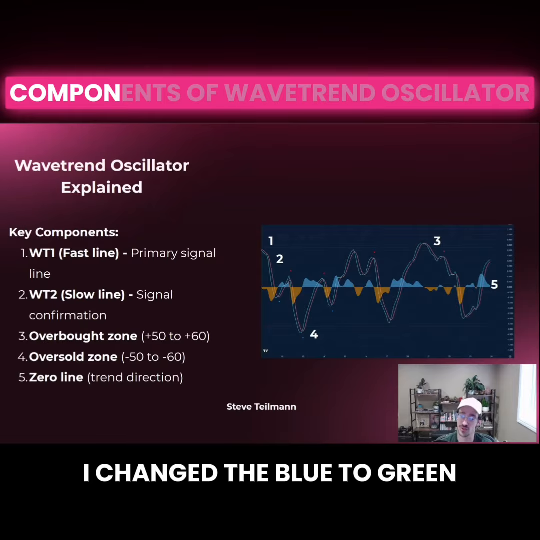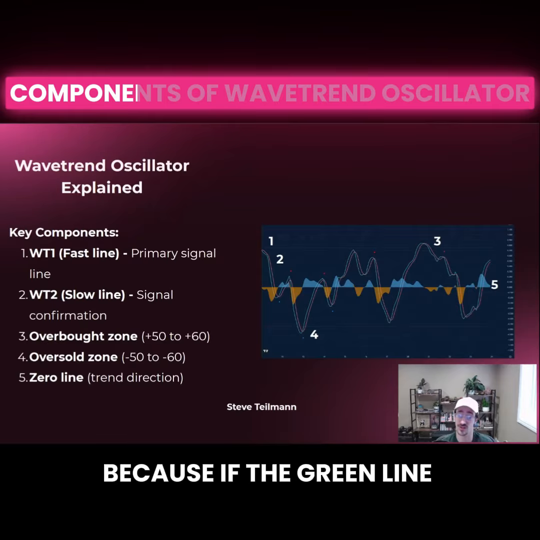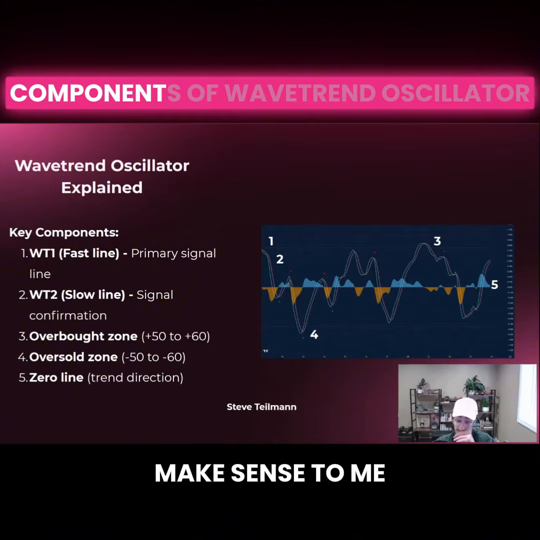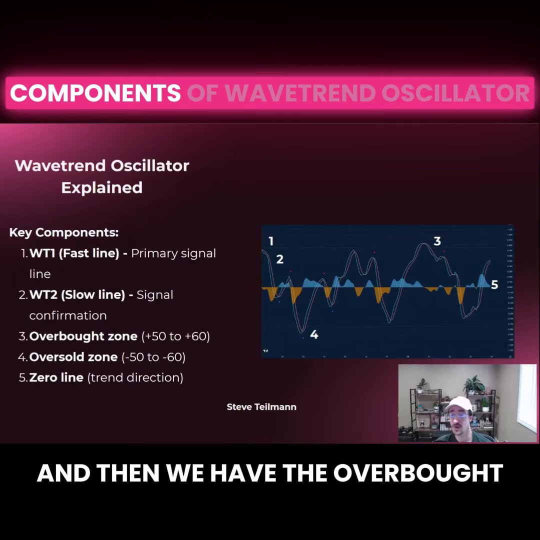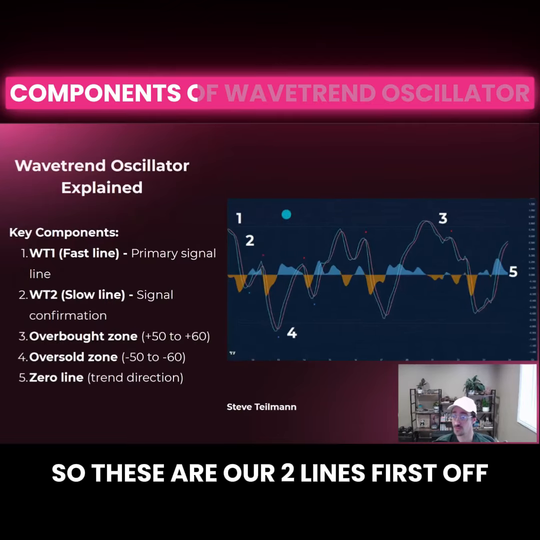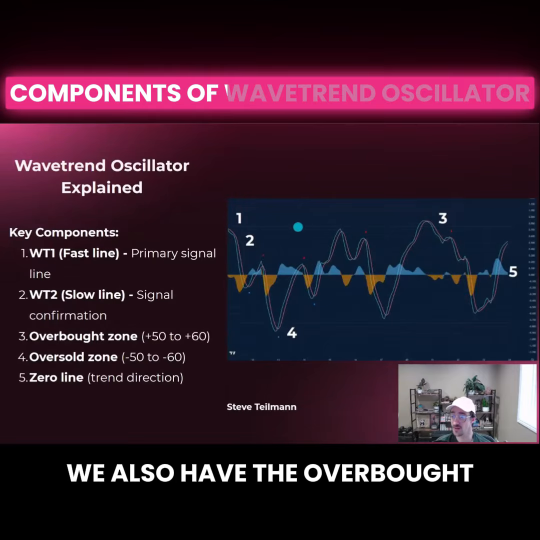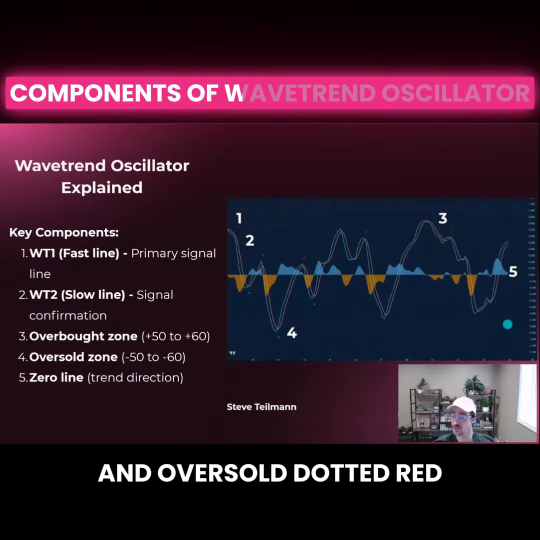I changed the blue to green because I think it's more intuitive: if the green line's over the red, I'm bullish. If the green line's below the red, bearish. Makes sense to me. And then we have the overbought and the oversold zones. So these are our two lines, first off, the green and the red. We also have the overbought, this little dotted green line here, and oversold, dotted red.